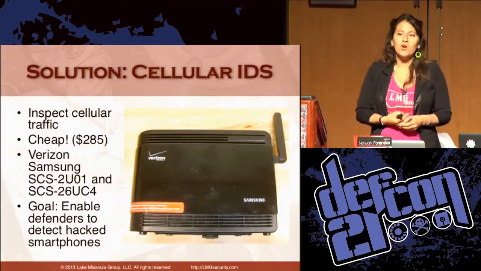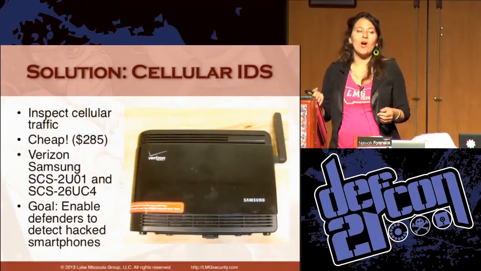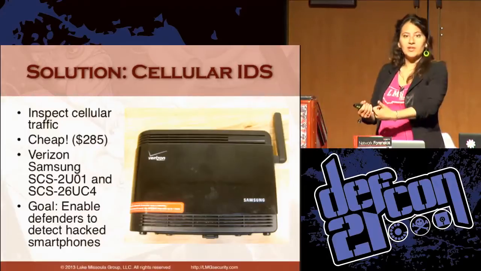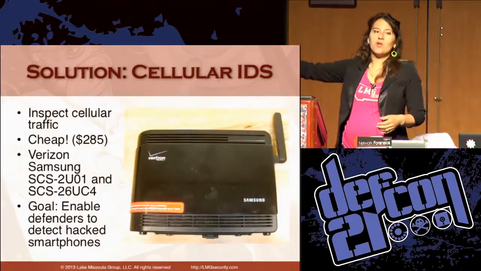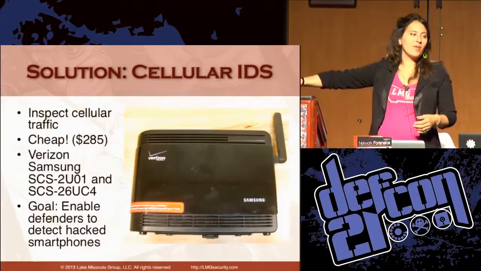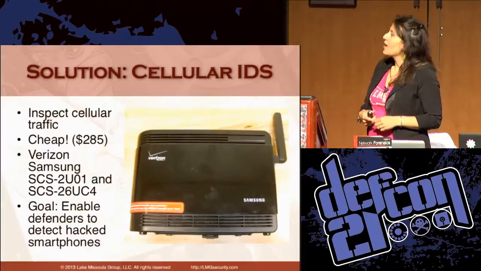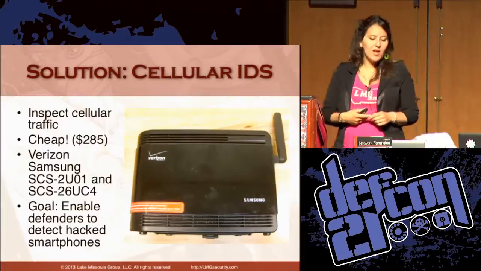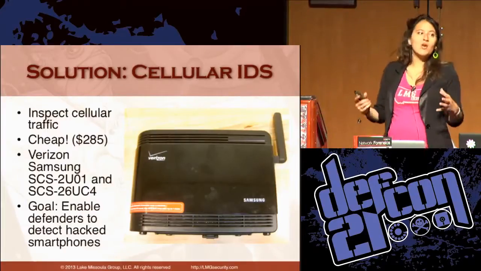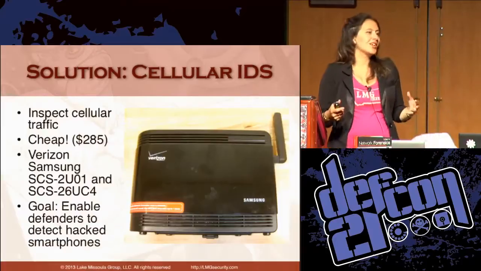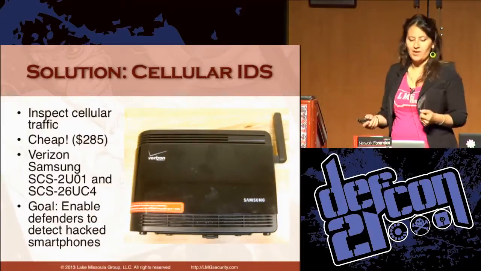They're being marketed to home users, so you can get one of these, plug it into the wall in your house, your cell phone connects to it, and then it routes that traffic across the internet back to your cell phone provider's network. In this case, we were playing around with the Verizon Samsung femtocells. They're fairly inexpensive. This entire project to build a cellular intrusion detection system cost $285.